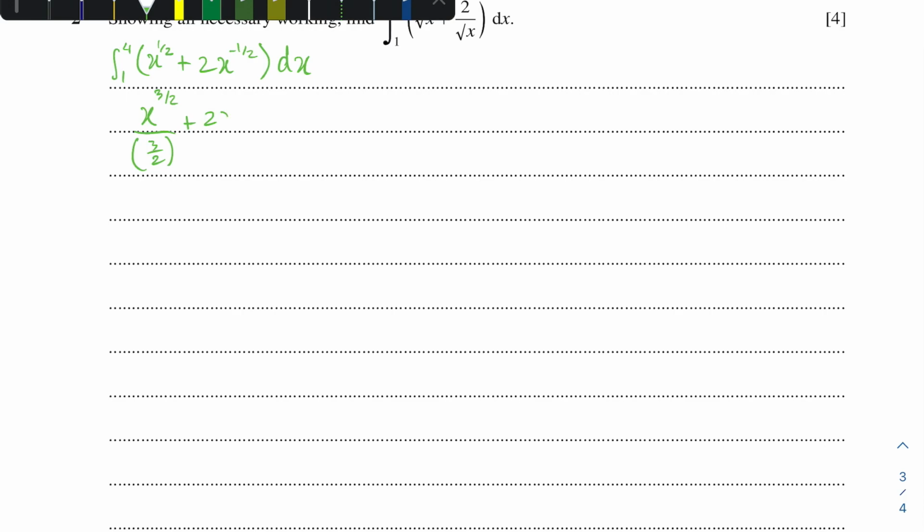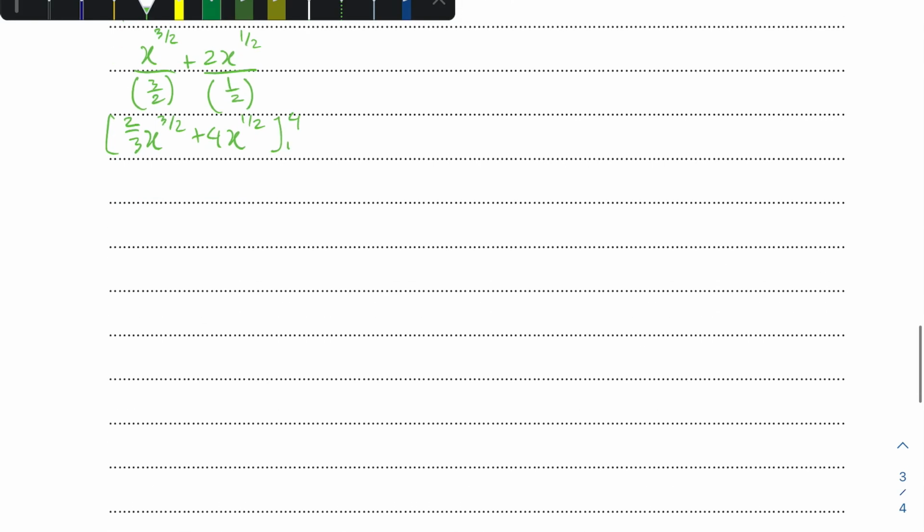Alright, plus 2x, and then to the power of, the power is going to be added by 1, negative half is going to be half, just like that, then divided by the new power, the half. So from here we can rearrange this. Basically this goes to the top, the 3 goes to the bottom, still it's going to be 2 over 3 x to the 3 over 2. This 2 goes to the top, it's going to be 2 times 2, 4, plus 4x to the half, just like that. Alright, so this is inside the bracket from 1 till 4.